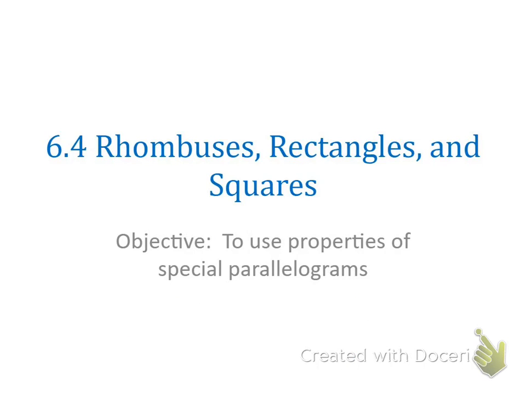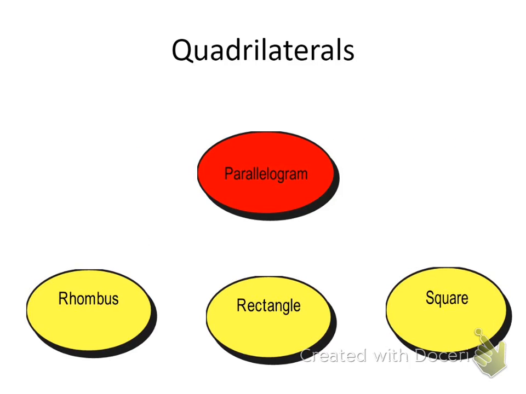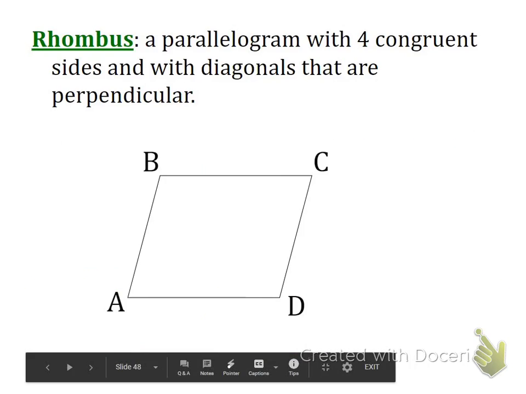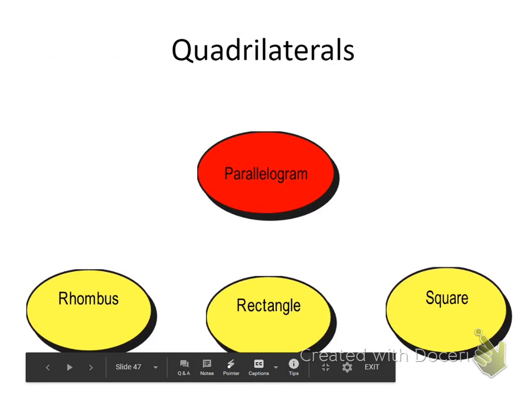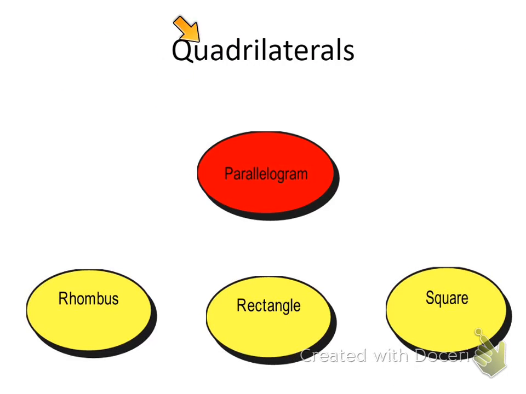Rhombuses, rectangles, and squares. The objective is to use properties of special parallelograms. Alright, so what do we know about quadrilaterals? Yeah, they have 4 sides. Is there anything else specific about a quadrilateral? No, it's just a polygon with 4 sides.